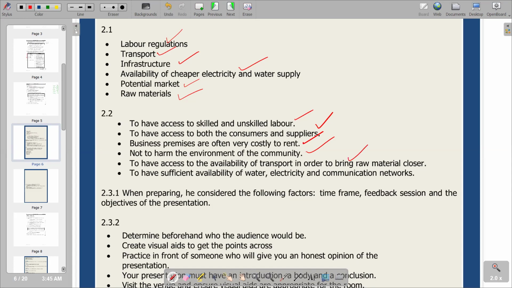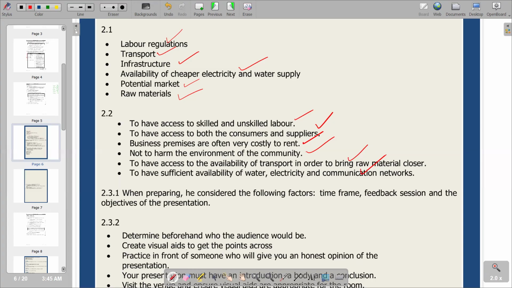We can locate where we have access to the availability of transport so that we can be able to transport our raw materials. Then lastly, we're going to have sufficient availability of water, electricity, and communication networks. So that's the importance because as we try to locate, being able to have access to sufficient electricity, water, and also communication networks are very important.